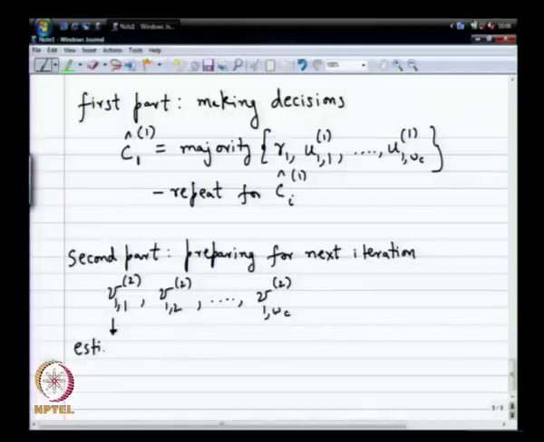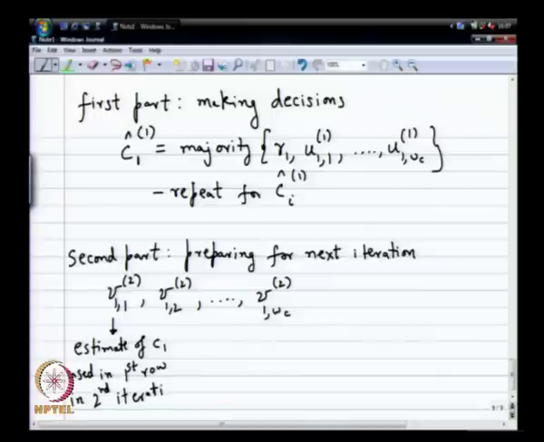What is this guy? Estimate of C1 used in the first row, in the second iteration. What is this one similarly? Estimate of C1 used in the second row in which it appears during the second iteration. So, likewise you have to keep repeating this.